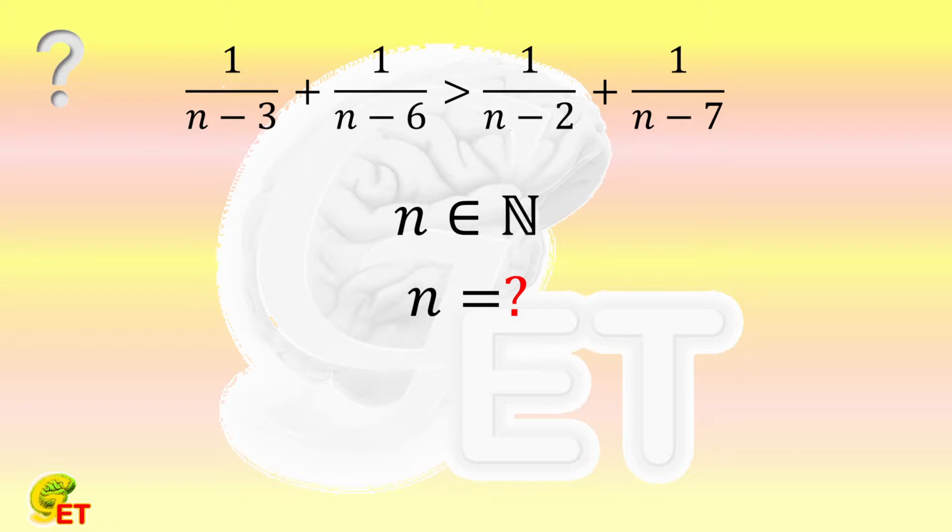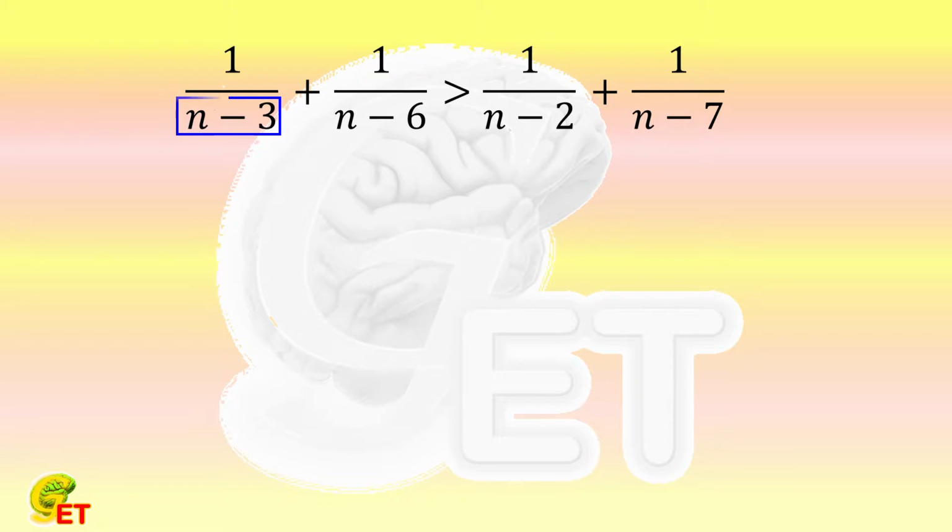What we can notice is that the difference between n-3 and n-2 is 1. The difference between n-6 and n-7 is also 1. We know that if the difference between the denominators of two fractions is 1, the numerator of the difference between those two fractions is also 1. Then how can we get the difference between those fractions? We can move these terms. And now they become easy to address.